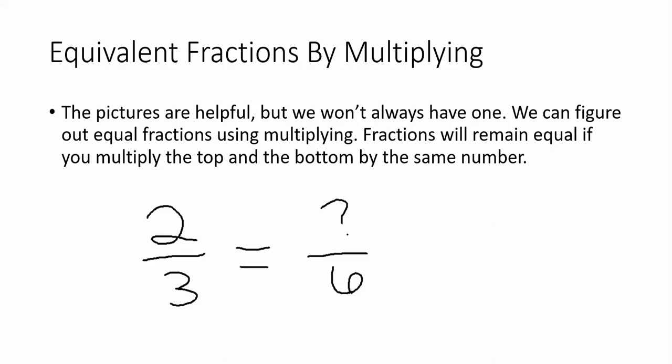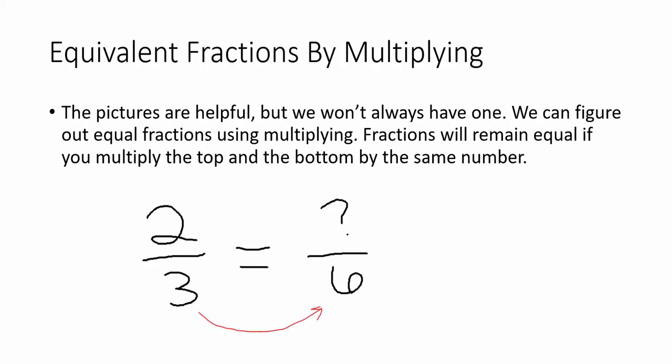You'll notice I have 2 fractions written here. 2/3 equals blank out of 6. I want to figure out which fraction would be equal to 2/3 and have 6 on the bottom. We're going to use multiplying. The key is if we multiply the top and the bottom by the same number, we didn't change our value. So let's start by figuring out what we multiplied by.